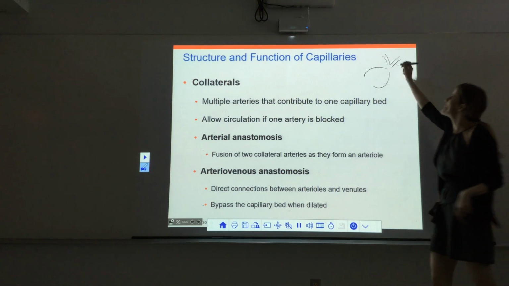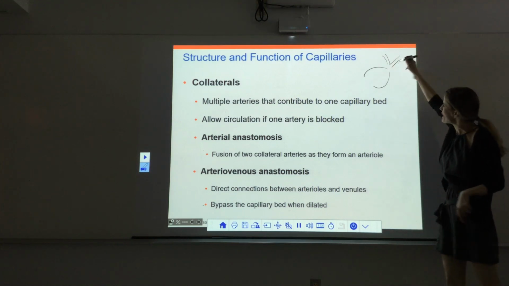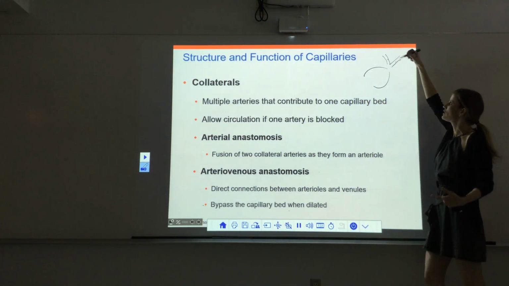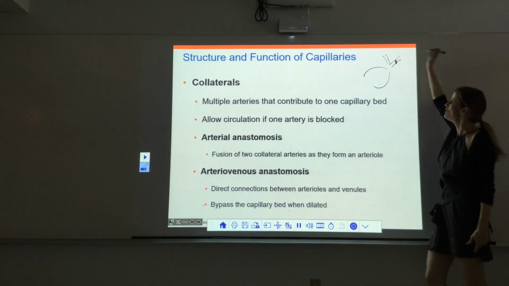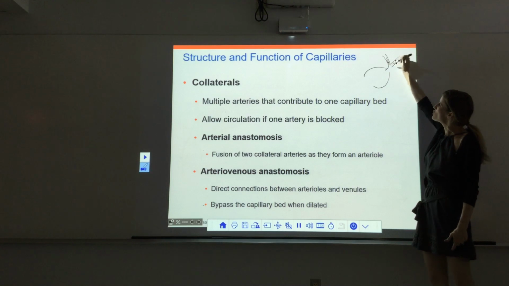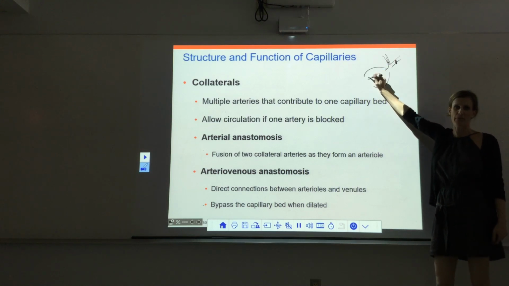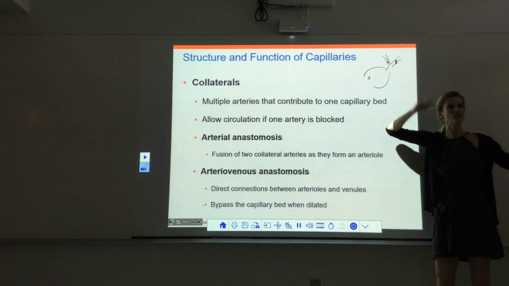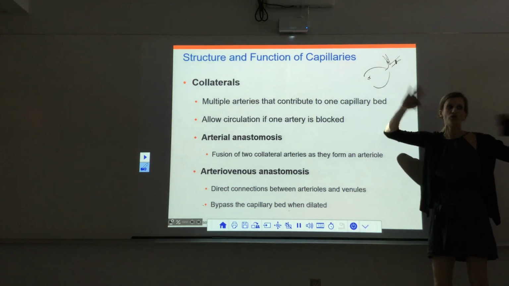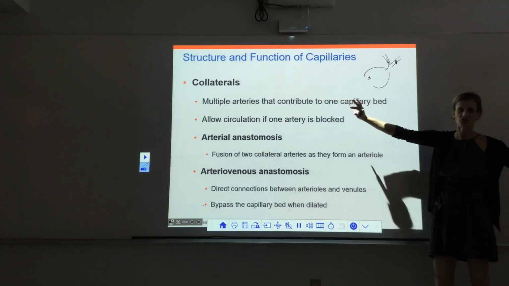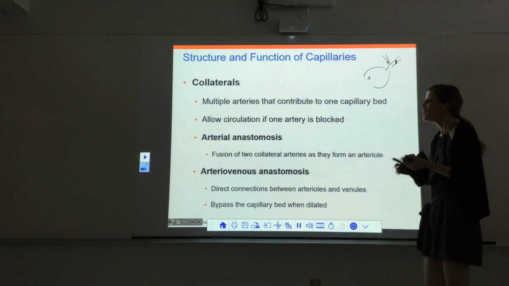This is important because you can maintain blood flow even if you block one of them. So say there's damage or a clot or something that blocks this vessel, you still have blood flow coming in from this side. So you're still going to bring blood into this capillary bed. It allows for two different routes of blood flow. So if you block one, that tissue is not going to die. You still have an alternate route for the blood to come in.